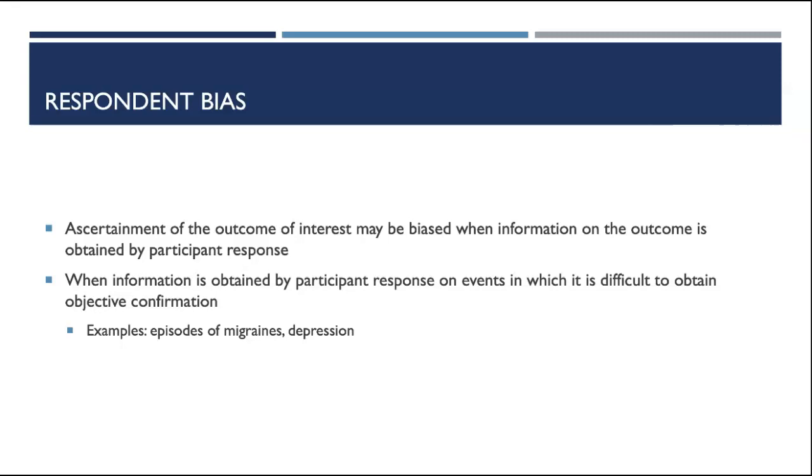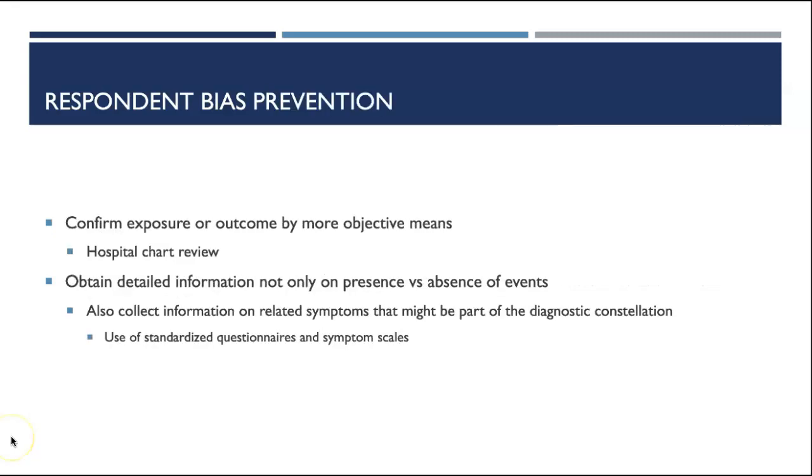So having an actual migraine, if you're trying to classify people according to that status of actually having a clinical migraine versus not having a clinical migraine, it might be difficult to categorize those people accurately. So how do we try and reduce the misclassification from respondent bias? You can confirm the exposure outcome by more objective means. So maybe looking at information in a hospital chart or medical information that's been documented somewhere, versus that person's subjective opinion on their disease or their symptoms.